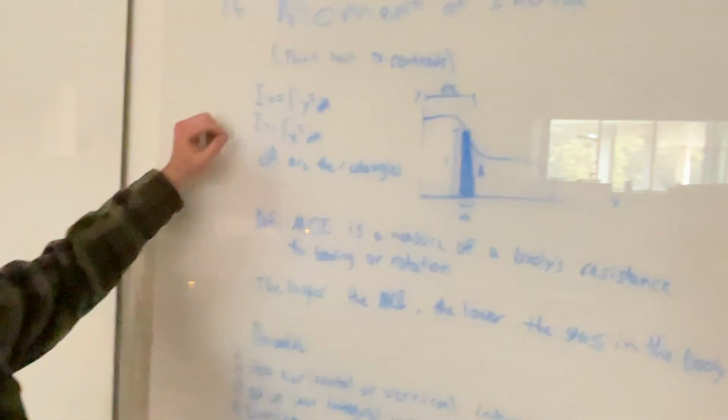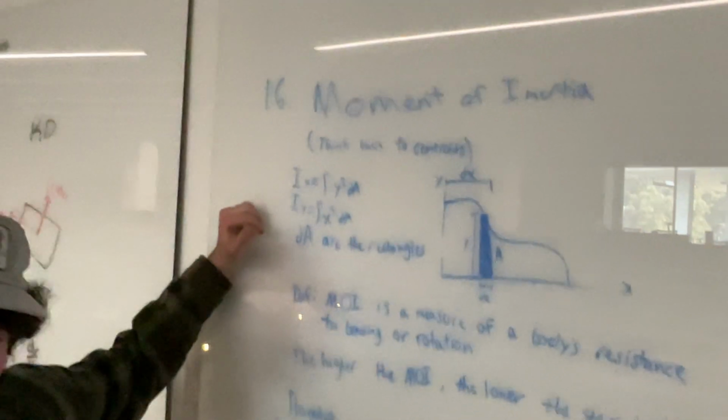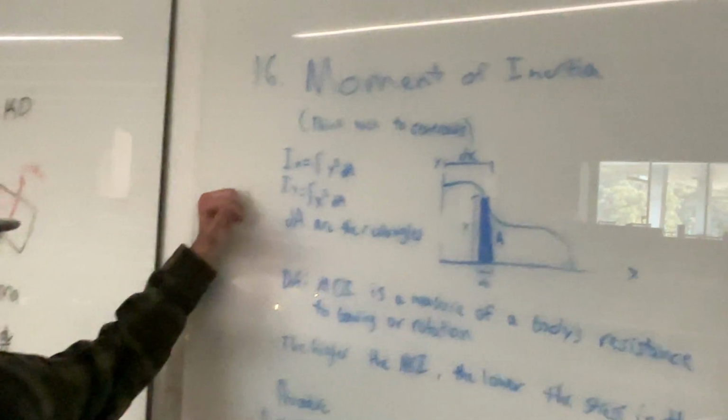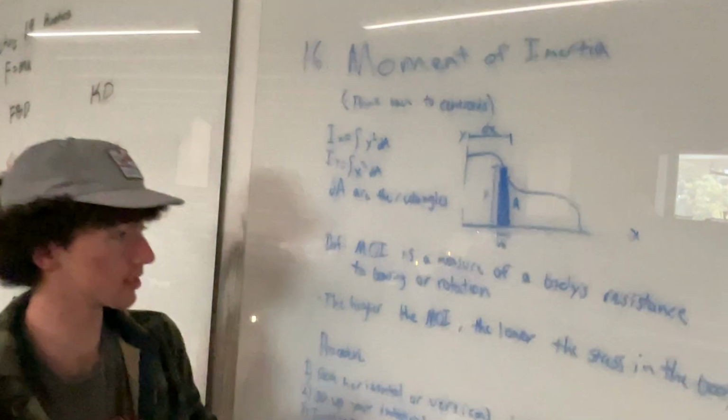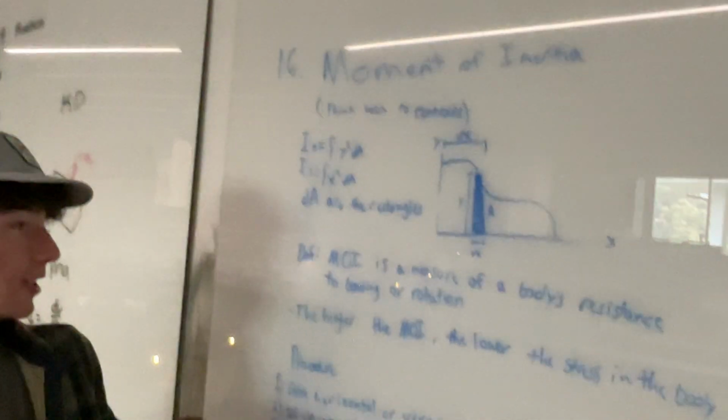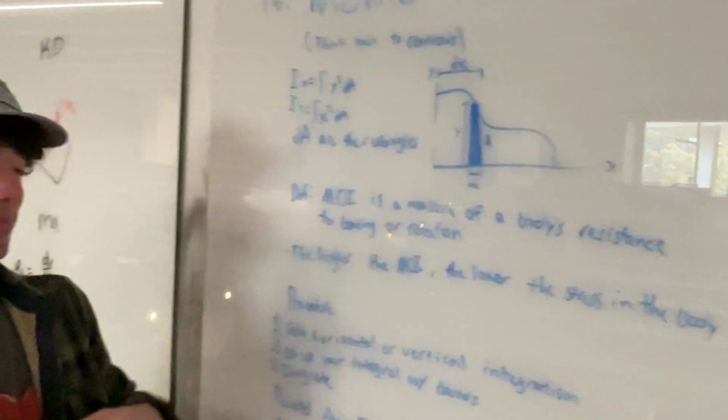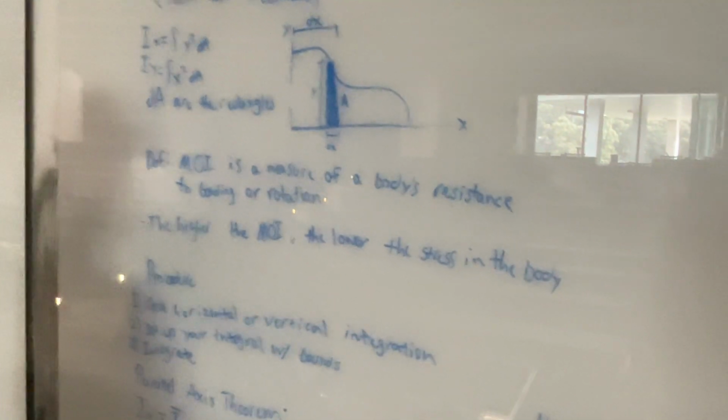All right, moment of inertia. It builds off centroid, so a lot of this you already know if you were listening. Do you want to share, Thomas? Similar formulas, we're still integrating. A big part of this is really just deciding if you're gonna integrate with respect to x or y. A definition is that moment of inertia is the measure of a body's resistance to bending or rotation. A cool thing is that the higher the moment of inertia, the lower the stress in its body.